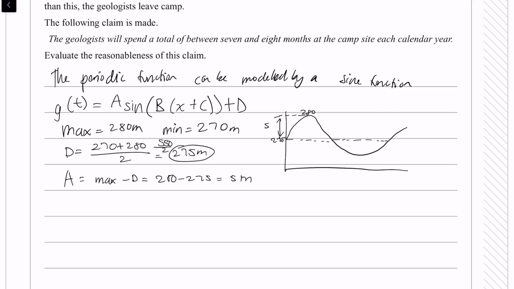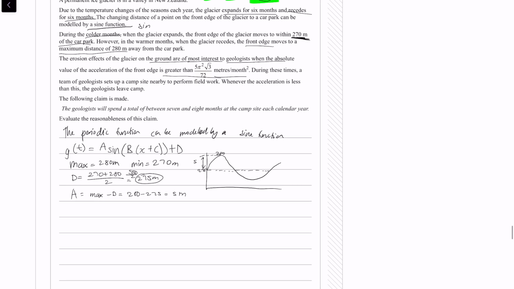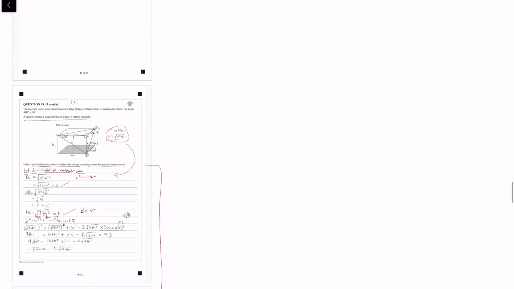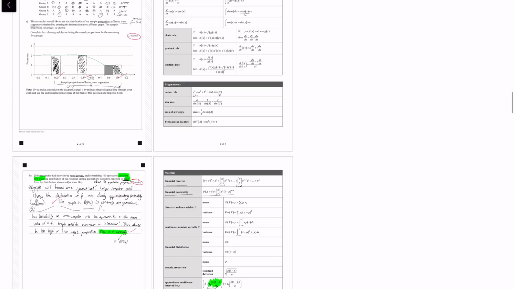Okay. And then we also know another formula. I don't know if it's on the formula sheet. I might check.